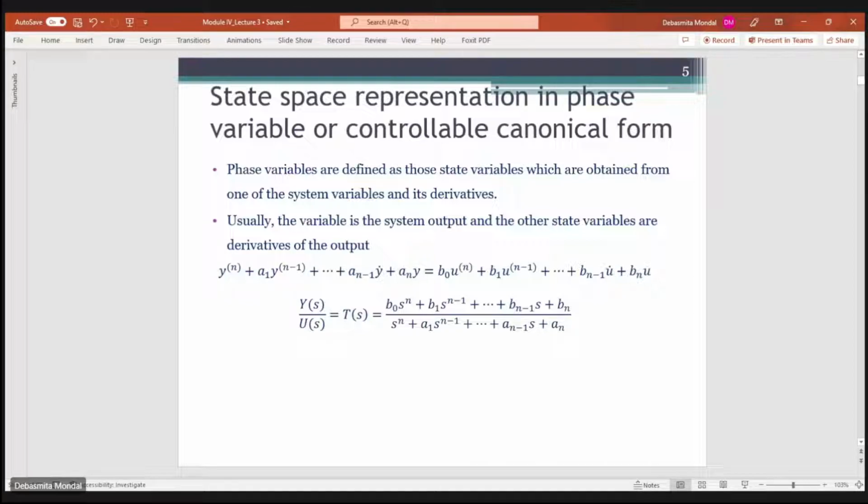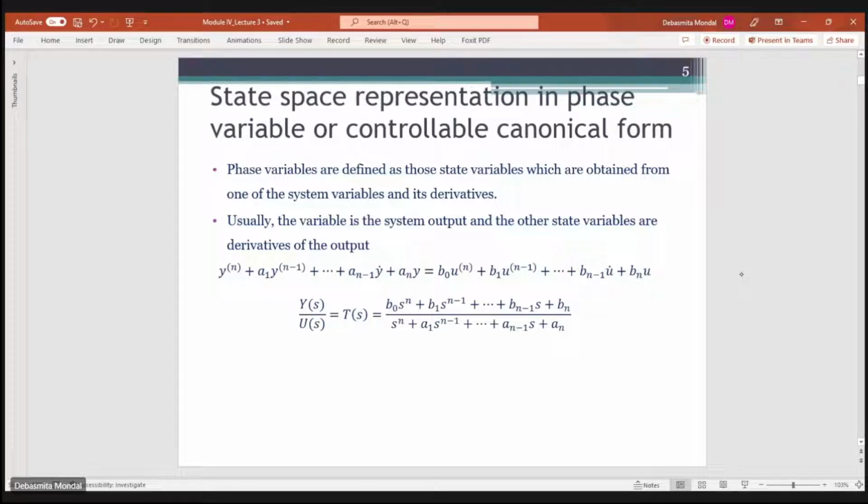Let's say you have a system and the differential equation governing the system is given by this. You have the nth order derivative of y plus a1 times the n minus 1th order derivative of y, till an times y, and on the right hand side you have b0 multiplied by the nth order derivative of u, plus b1 times the n minus 1th order derivative of u, and so on, where u is the input. If you simply take the Laplace transform of this differential equation, you will end up with a transfer function which looks something like this.